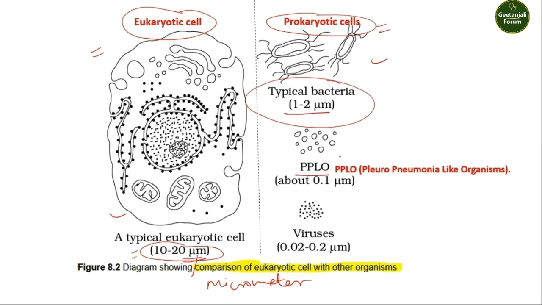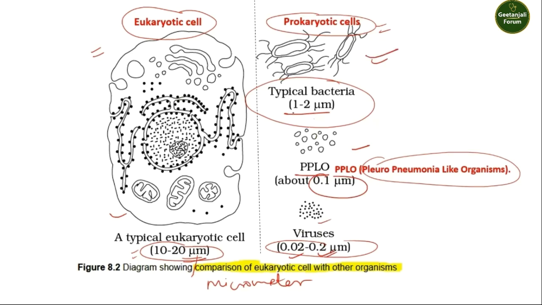Then PPLO, which is pleuropneumonia-like organism. Their size is very small, 0.1 micrometer. Viruses have a size of 0.02 to 0.2 micrometer. Here you can see that the size of a prokaryotic cell is very small compared to a eukaryotic cell. Eukaryotic cells are much larger, 10 to 20 micrometer, and bacteria, which are prokaryotic cells, are just 1 to 2 micrometer or even smaller.